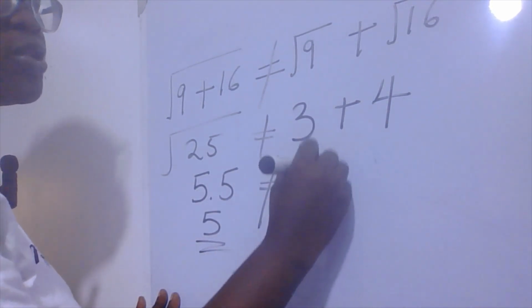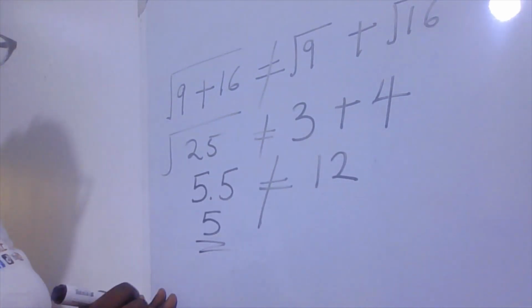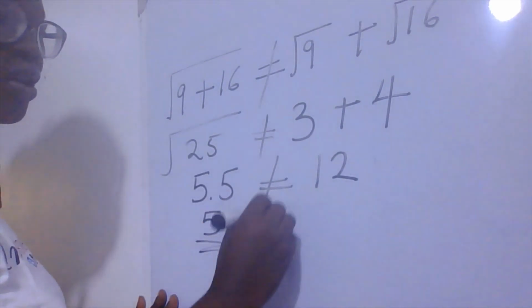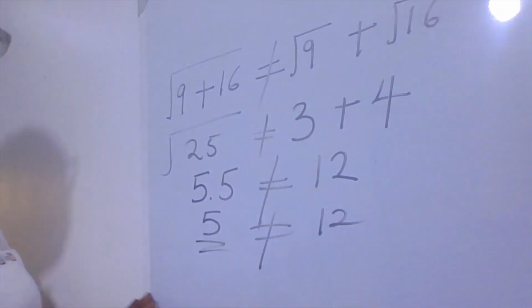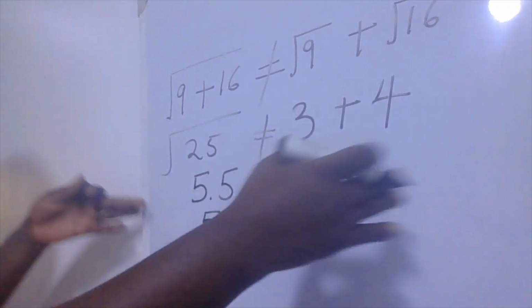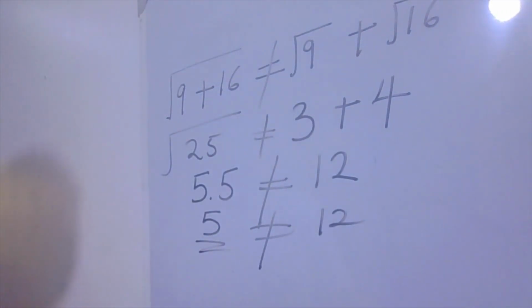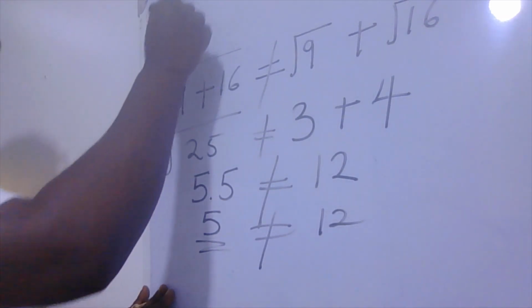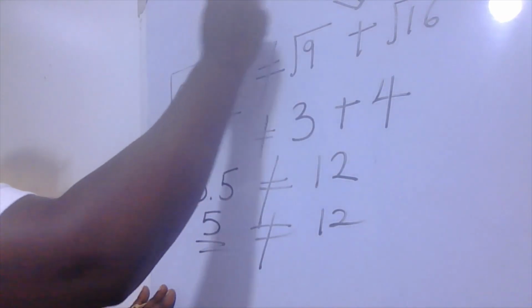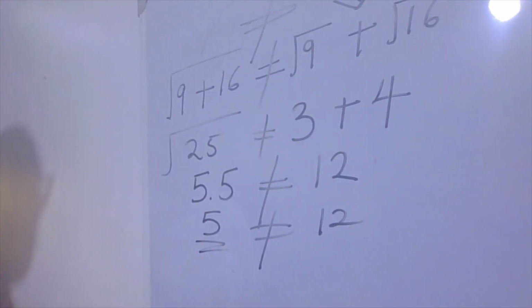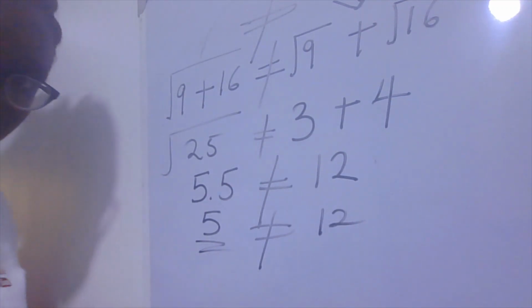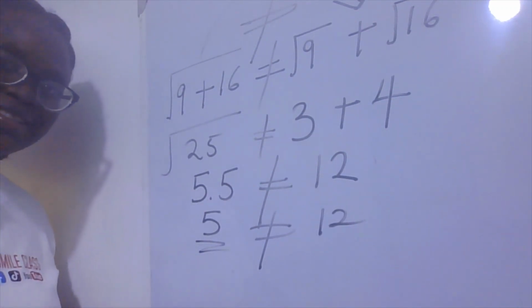3 plus 4 is what? 12. Can you see that? So 5 is not equals to 12. There are two different given questions. So this is not equals to this. They are different questions with different answers.